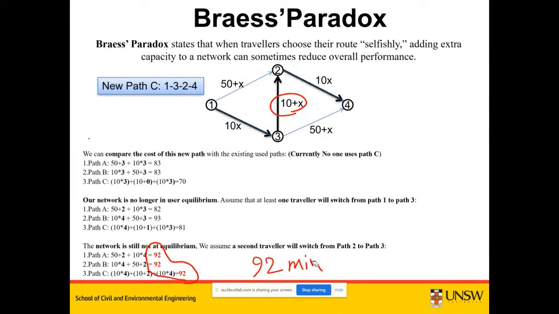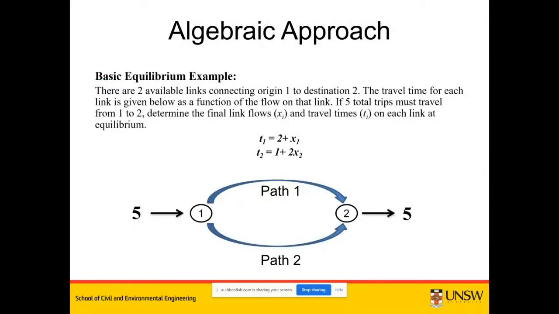So what I would suggest you to do, please go over this example on your own time, apply user equilibrium to this network, and do the incremental loading, and get to these numbers, get to this 92 minutes. And then you'll have a better idea of how this Braess paradox is actually affecting the user equilibrium solution.